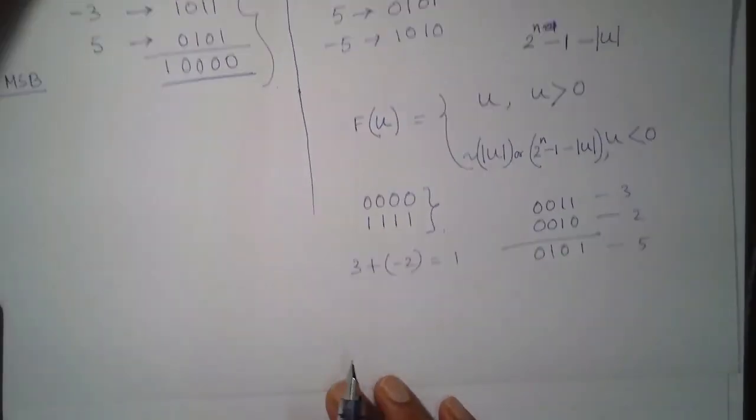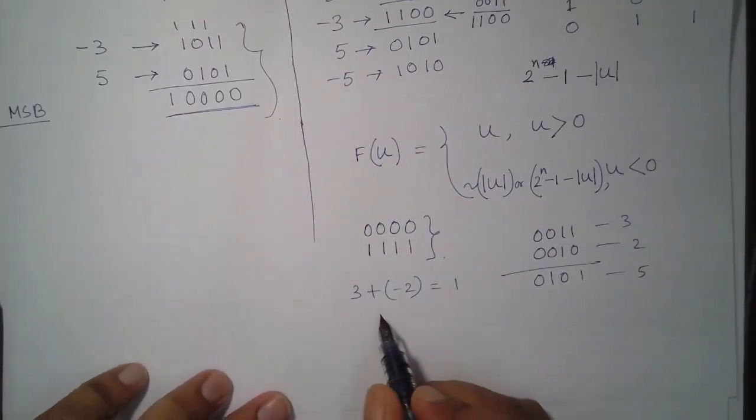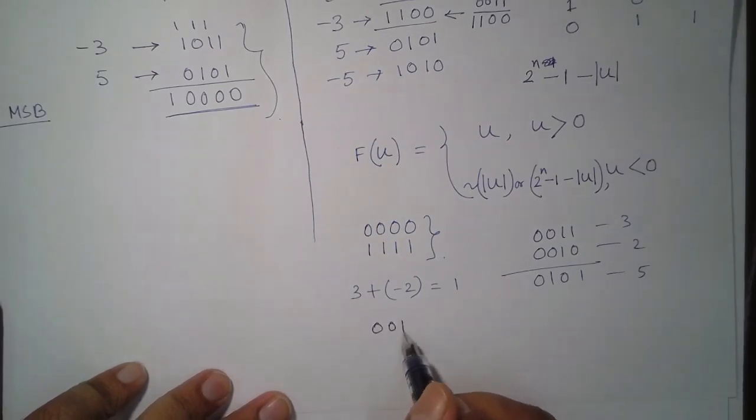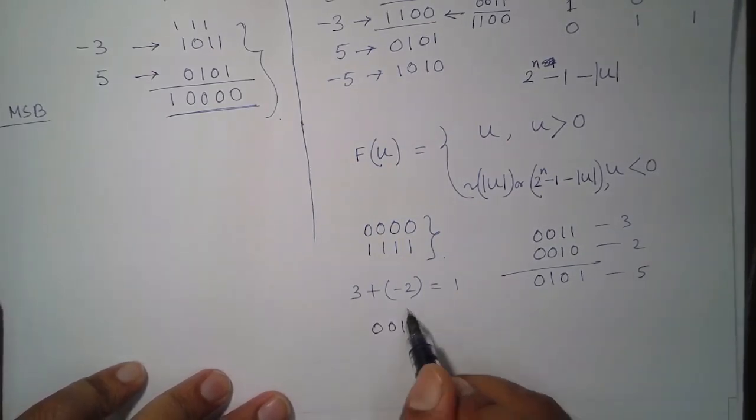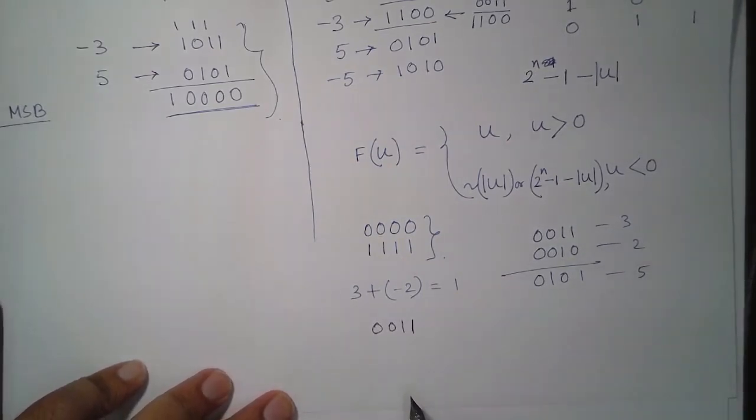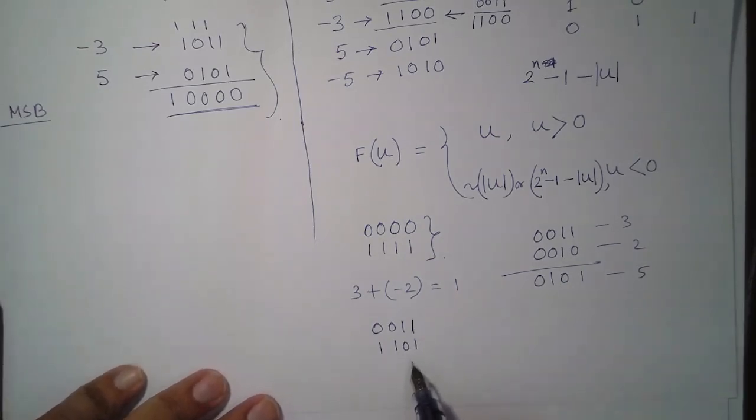So, positive 3 is 0 0 1 1. How will we represent negative 2? So, this is positive 2. We have to flip all the bits. So, basically 1 1 0 1. That is your negative 2.